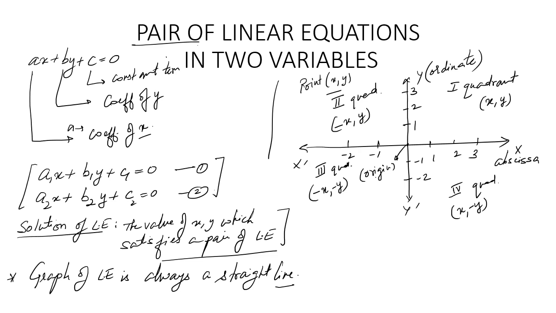For example, if we want to plot a point, suppose we have a point 2 comma 1, right? If we have a point 2 comma 1, here is 2 and here is 1. X is 2 and y is 1. This is point 2 comma 1. Similarly, we can plot rest of the points. Clear? Now we have studied solution. Now we are more concerned in finding solution of linear equation.